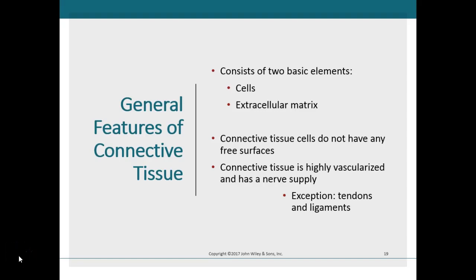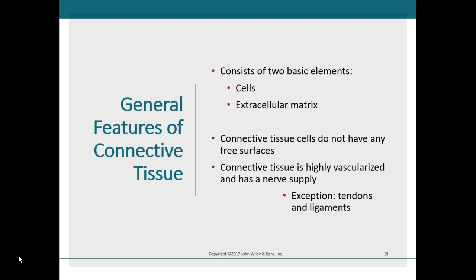Connective tissue is the most abundant and widely distributed tissue in the body. It's made up of cells and an extracellular matrix. The matrix is very abundant, with just a few cells and a lot of stuff between the cells that we call matrix, that keeps those cells within the tissue from touching each other.